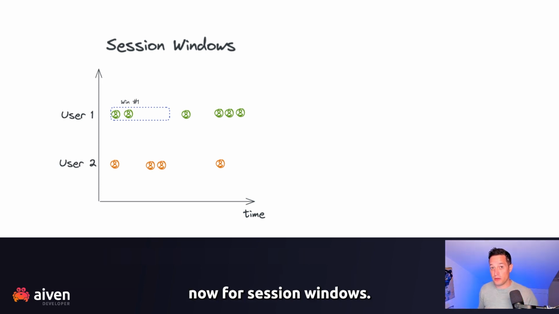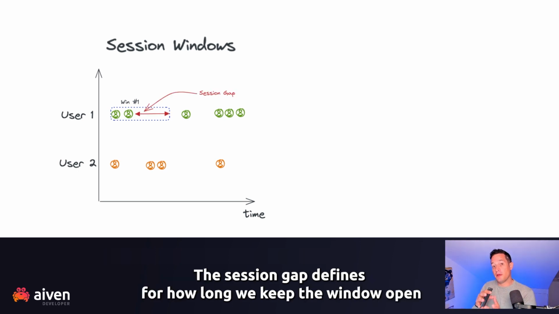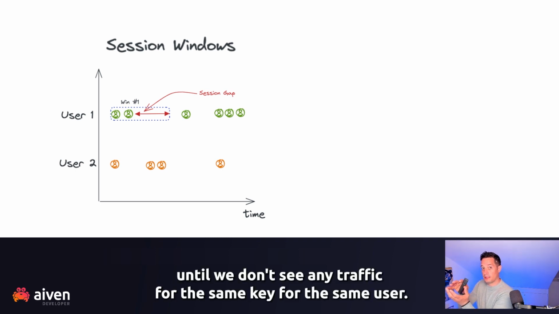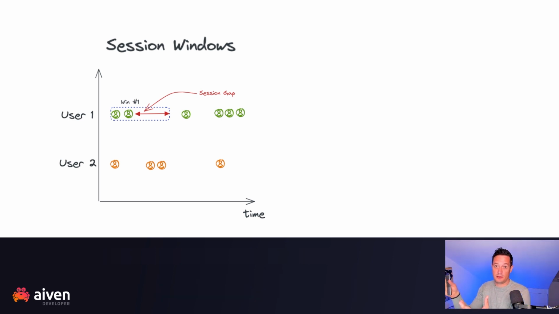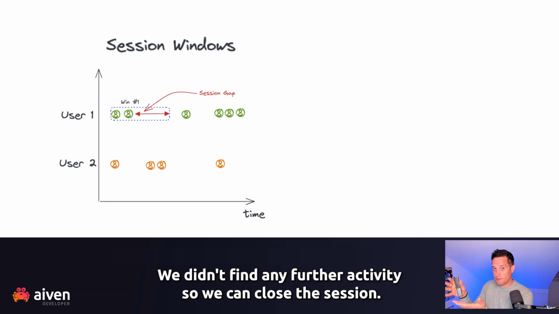Now for session windows, we have only one parameter to define, which is the session gap. The session gap defines for how much we keep the window open until we don't see any traffic for the same key, for the same user 1 key. In our case, we left the window open maybe for 3 seconds. We didn't find any further activity, so we can close the session.